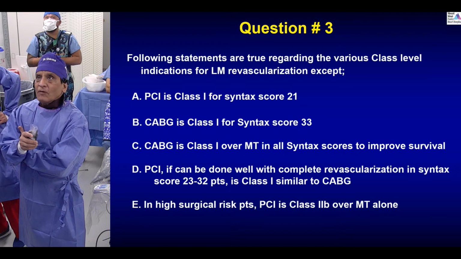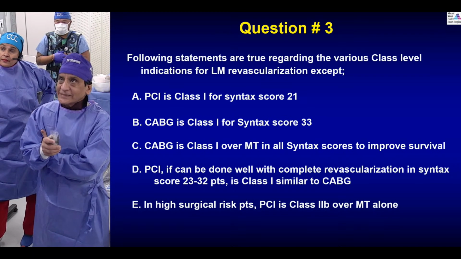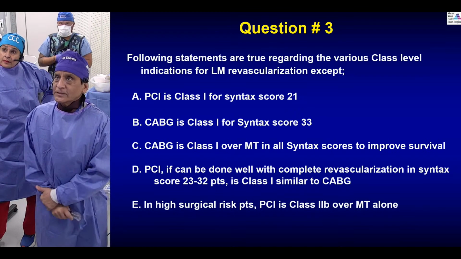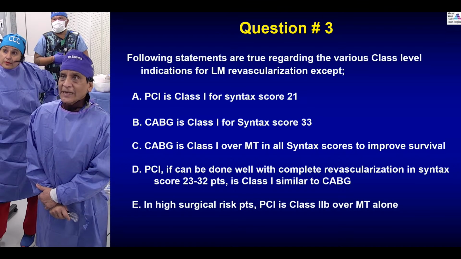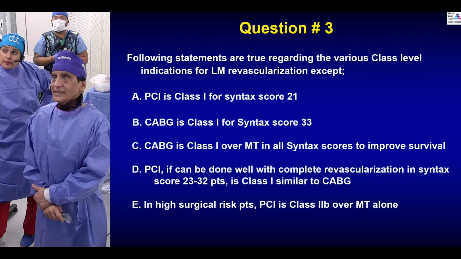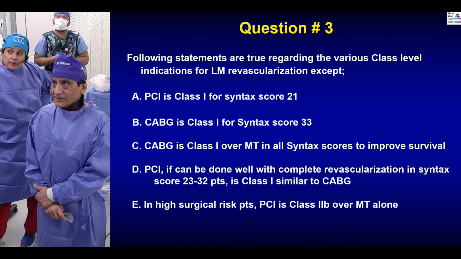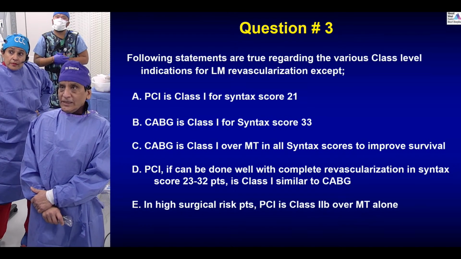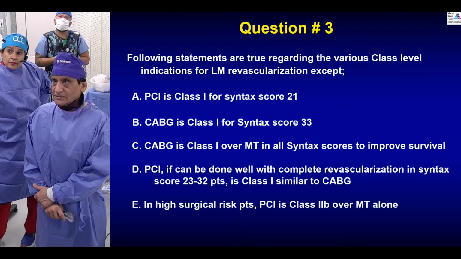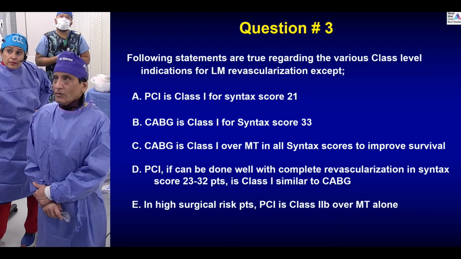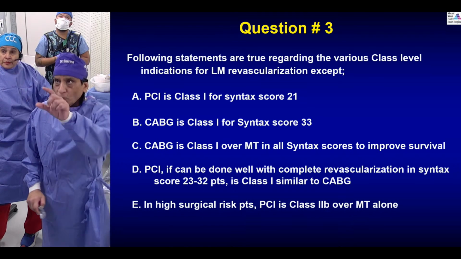The last one, following statements are true regarding the various class level indication for left main revascularization except: PCI is class 1 for SYNTAX score 21, CABG is class 1 for SYNTAX score 33, CABG is class 1 over medical therapy in all SYNTAX score to improve survival. PCI, if it can be done well with complete revascularization, SYNTAX score of 23 to 32, is class 1, similar to CABG. And lastly, in high surgical risk patient, PCI is class 2B over medical therapy alone. So question is, which one statements are true except?